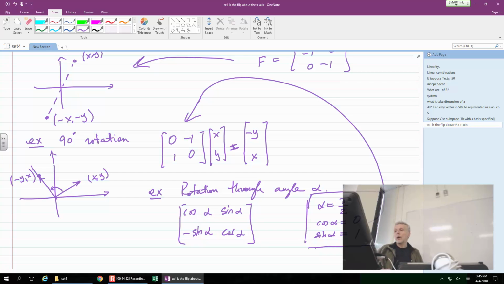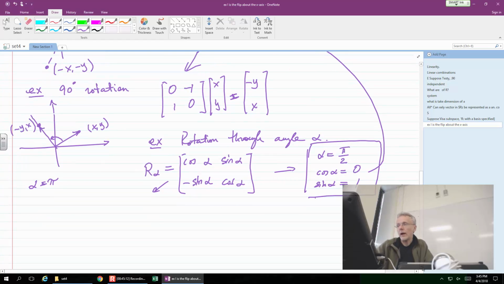So rotation, as I said, through pi over 2. What happens if alpha is pi? Isn't that a 180 degree rotation? Yes. So let's find the matrix. So this is the general R sub alpha. How about I call this matrix R sub alpha? So alpha is pi. Cosine of alpha then becomes what?